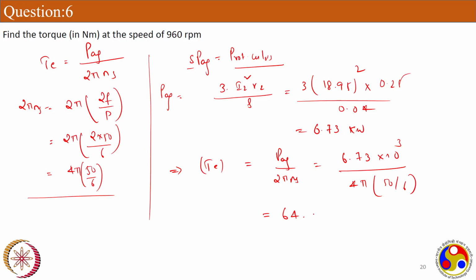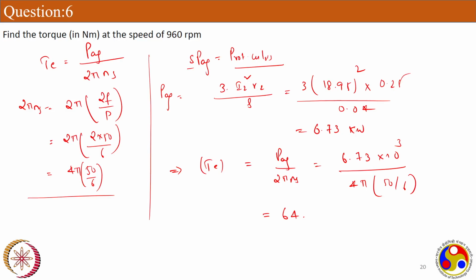Sir, this air gap power, we should take it as 1 minus s into PAG. That's the mechanical power. And speed we should take 960, not 1000 RPM, divided by 2 pi Ns. That is stator speed only. But the torque, now it is running, so torque will be at NR. You have to take the NR speed.